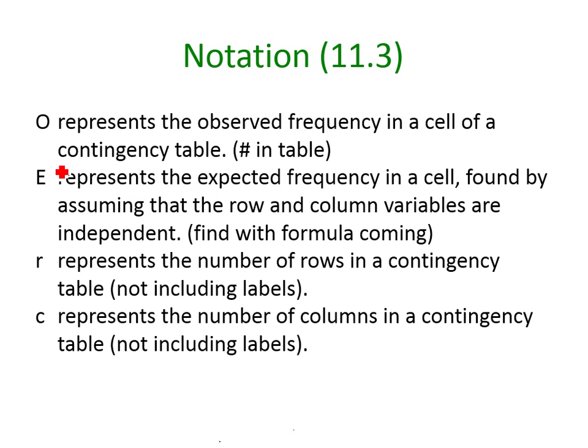Questions on that? Now, on this one, the notation is different than the notation we've used on anything else. O represents the observed frequency in a cell of a contingency table. That's the number you're getting in here. In this case, they had 36 wins when the roof was closed. That would be O for that cell. That is what was observed.